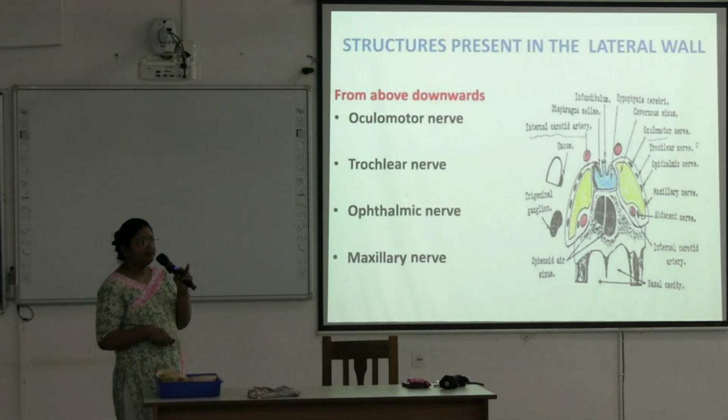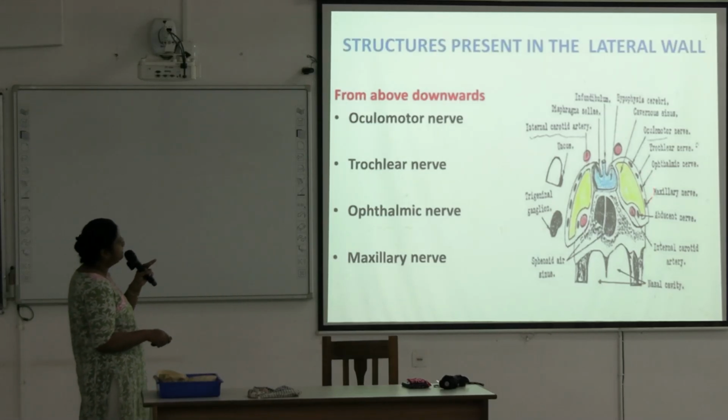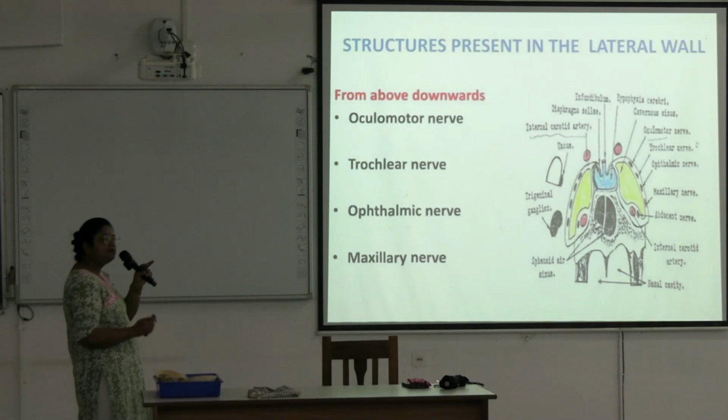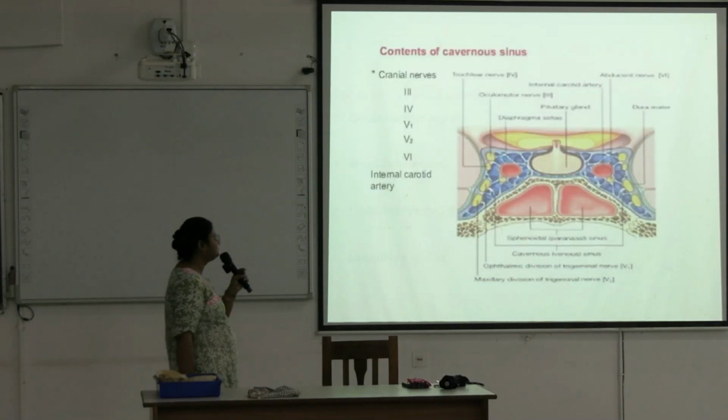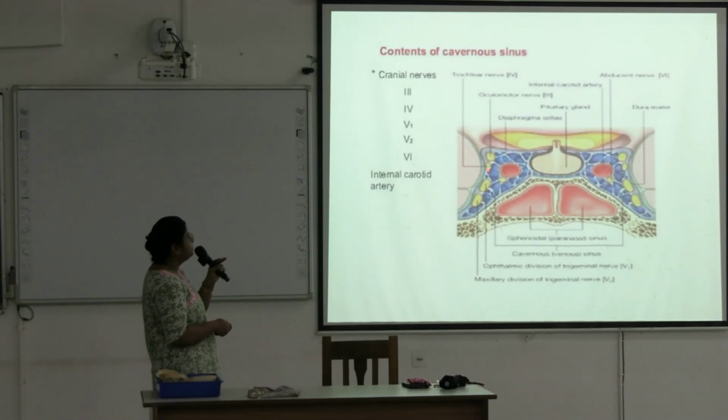So this diagram, you practice a schematic diagram like this. So structures present in the lateral wall are these four nerves from above downward: oculomotor, trochlear, ophthalmic, maxillary. Okay, understood? Next, this diagram is the same thing: oculomotor, trochlear, ophthalmic, maxillary. Here is the internal carotid artery passing through the sinus, and this is the abducent, sixth cranial nerve. This is the pituitary stalk, pituitary, and here are the sphenoid air cells within the body of the sphenoid.